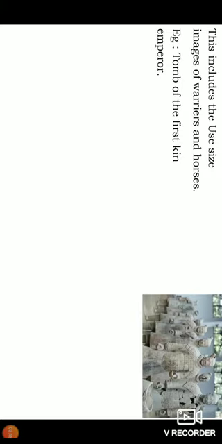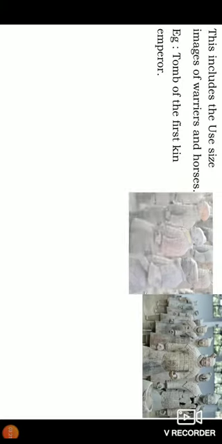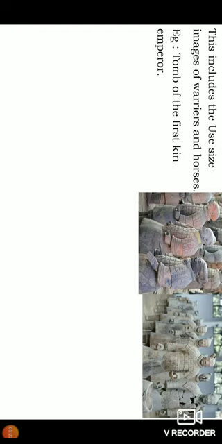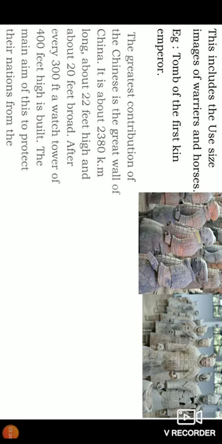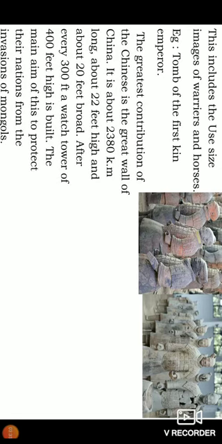So where do we find this? In the tomb of the first Qin Emperor. This is the terracotta army. The terracotta figures are exactly the size of a human being or human soldier. One does not look like the other. Just as human beings are different from each other and look different, but each is the size of a human being. So this is an attraction in Chinese architecture.